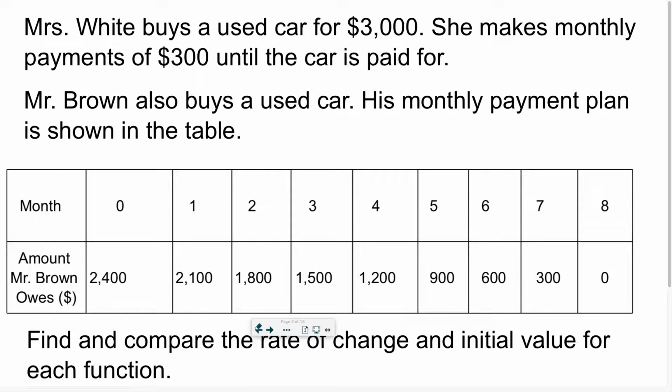Okay, so let's take a look at Mr. Brown first. He's our table. So he bought a used car. What's his rate of change? Or actually, let's look at what's his initial value? What's the initial value? How do you know? It's the amount he owes. How do we know? We know the initial value is 2,400. What does that mean in the scenario?